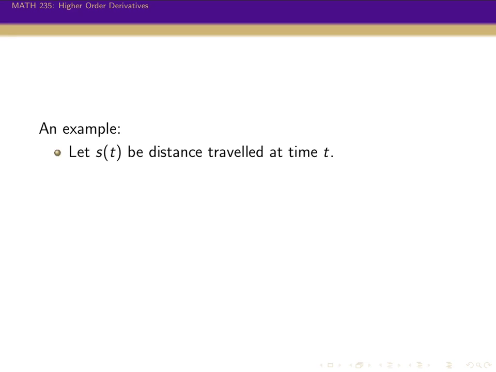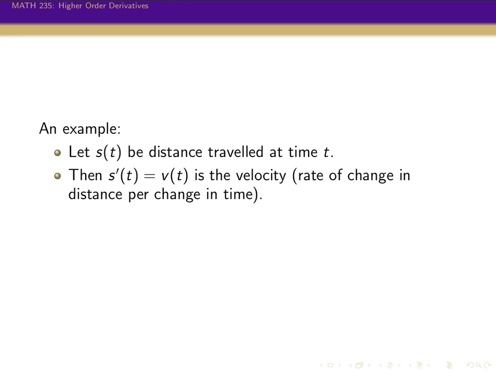Okay, so let's think about a famous common example that involves second derivatives. So let's let s of t represent the distance traveled at time t for something like a car or train, spaceship, something like that. Then if we take the derivative of distance traveled, that's going to give us the velocity. And so the velocity is the rate of change in the distance traveled per change in time. This is something we're pretty familiar with.